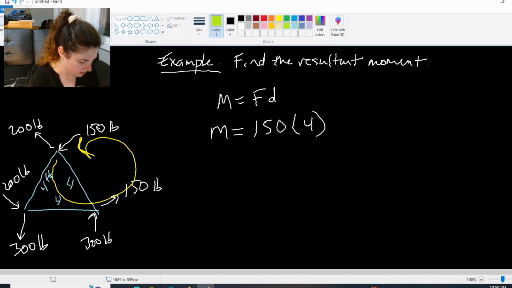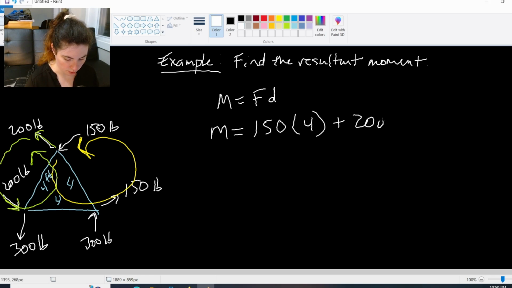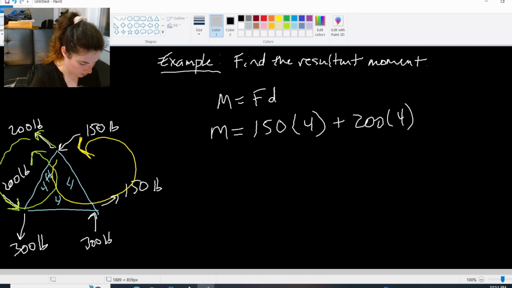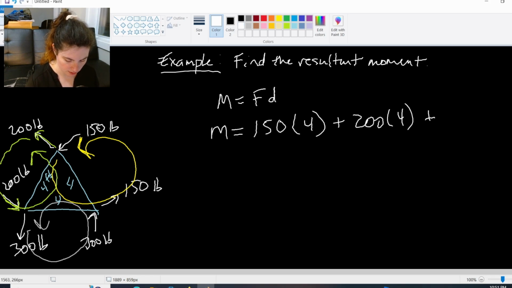Then I'll move on to my next couple. I have a 200 pound force going out and going in towards the triangle. Again, making this counterclockwise circle. Right, so plus 200 times 4. And then finally, my last pair down here, I have a 300 pound force and a 300 pound force, which again is going counterclockwise. So plus 300, and the distance between those is also 4.